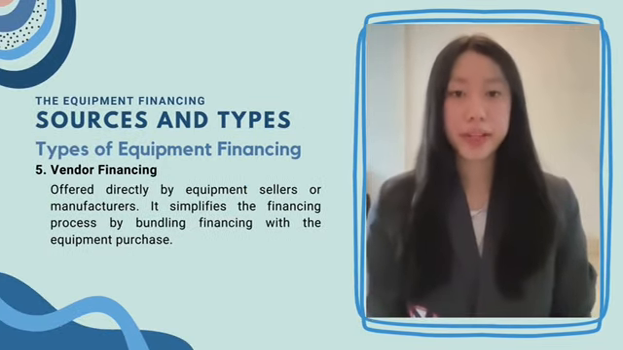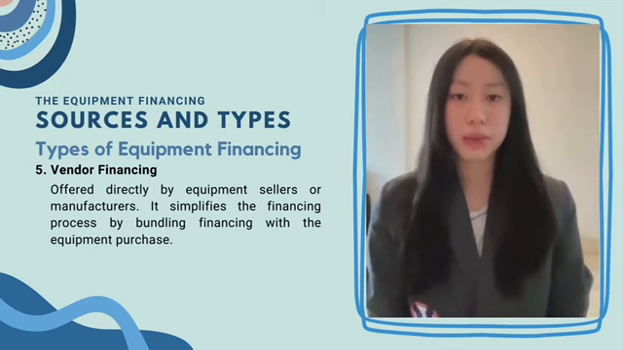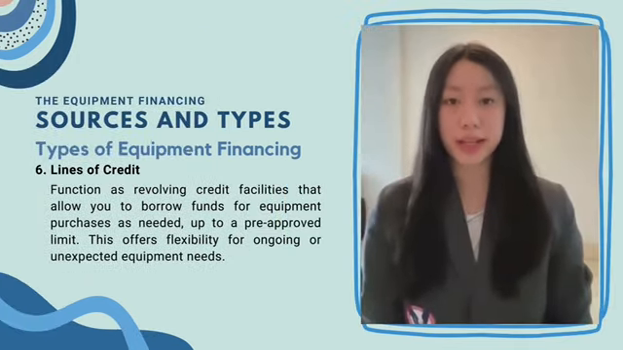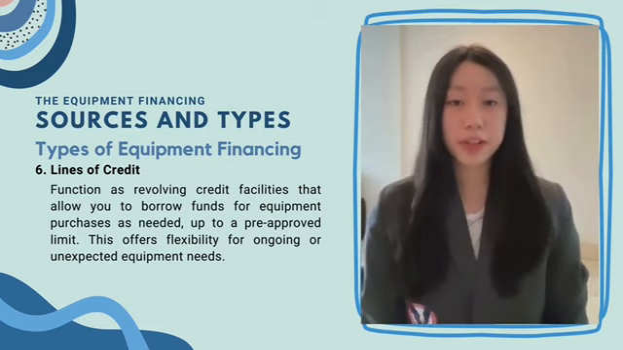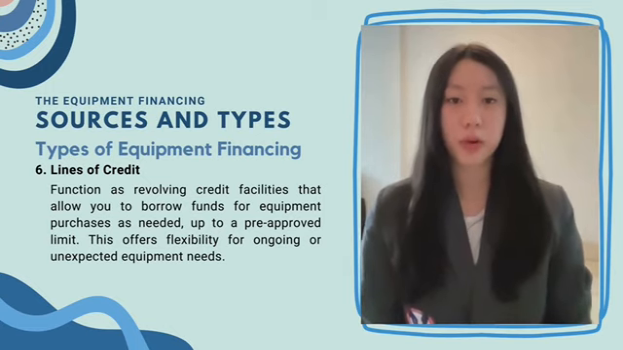Fifth, vendor financing. Offered directly by the equipment sellers or manufacturers, it simplifies the financing process by bundling financing with the equipment. And the last one is lines of credit. They function as revolving credit facilities that allow you to borrow funds for equipment purchases as needed, up to a pre-approved limit. This offers flexibility for ongoing or unexpected equipment needs.